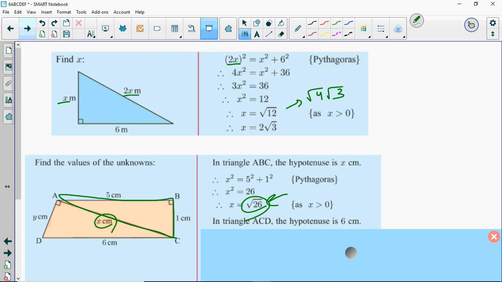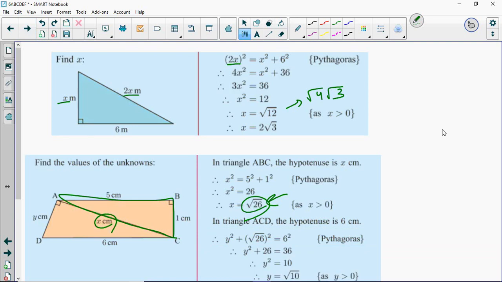It would be better just to keep x as the square root of 26, because when we square that, the square root and the square cancel out, and we just have y squared plus 26 equals 36. Again, we get the y squared by itself, take the square root, and we're good to go. So we see that chapter 1 and chapter 4 are absolutely involved here, so we can't just move on from them. We need to go back and review if we need extra help with those.